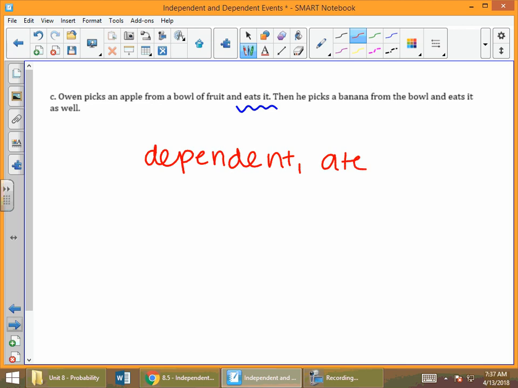He ate the fruit. Did not replace. Which means they did not replace. Whenever you don't replace something, it's automatically dependent.